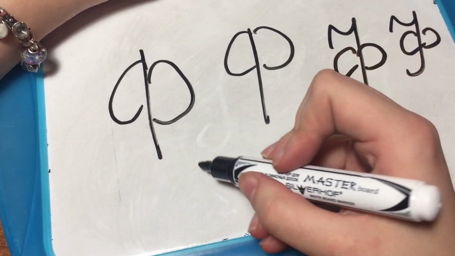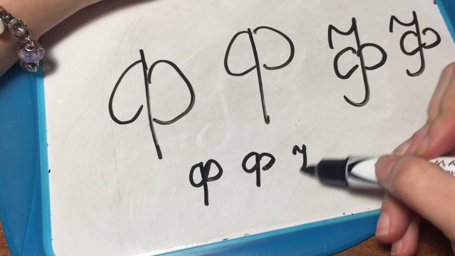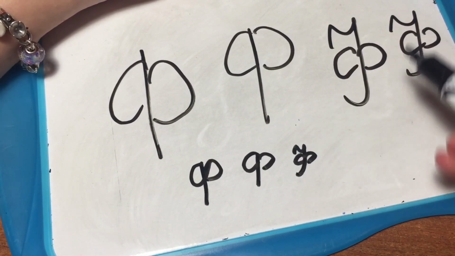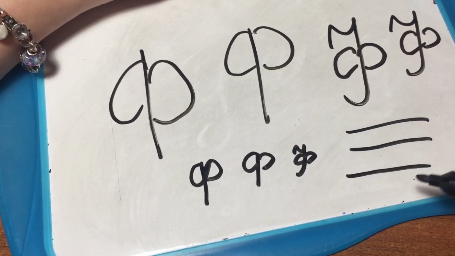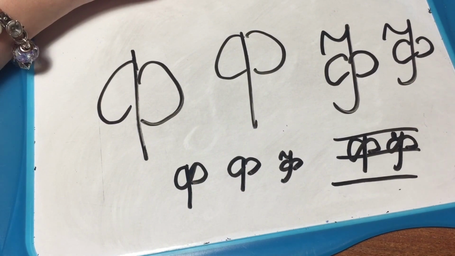And for the small one, it is also going to be like this. You might add the little swirl as well. And again, if we were to write it on the lined paper, the tail would go underneath, beneath the line.